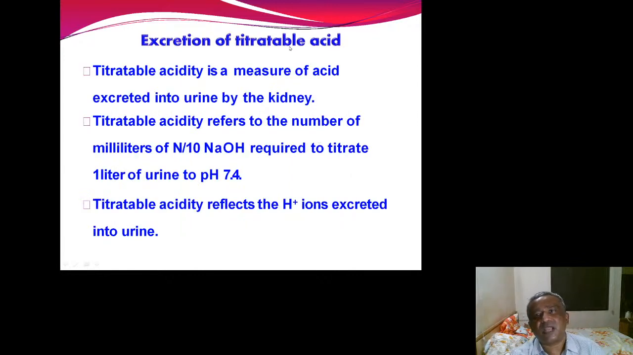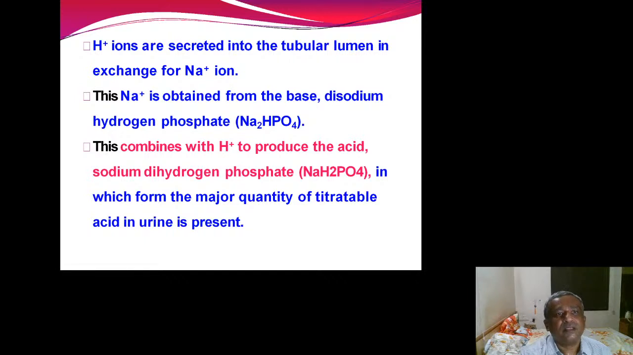Now the excretion of titrable acid. Titrable acidity is a measure of acid excreted into urine by the kidney. Whatever acid is excreted is called the titrable acid. Titrable acidity refers to the number of milliliters of N/10 NaOH required to titrate 1 liter of urine to near normal pH. Titrable acidity reflects the hydrogen ion excreted into the urine. So the term titrable acid is nothing but the acidity of the urine and the hydrogen ion excreted into the urine. The H plus ions are secreted into the tubular lumen in exchange of sodium.